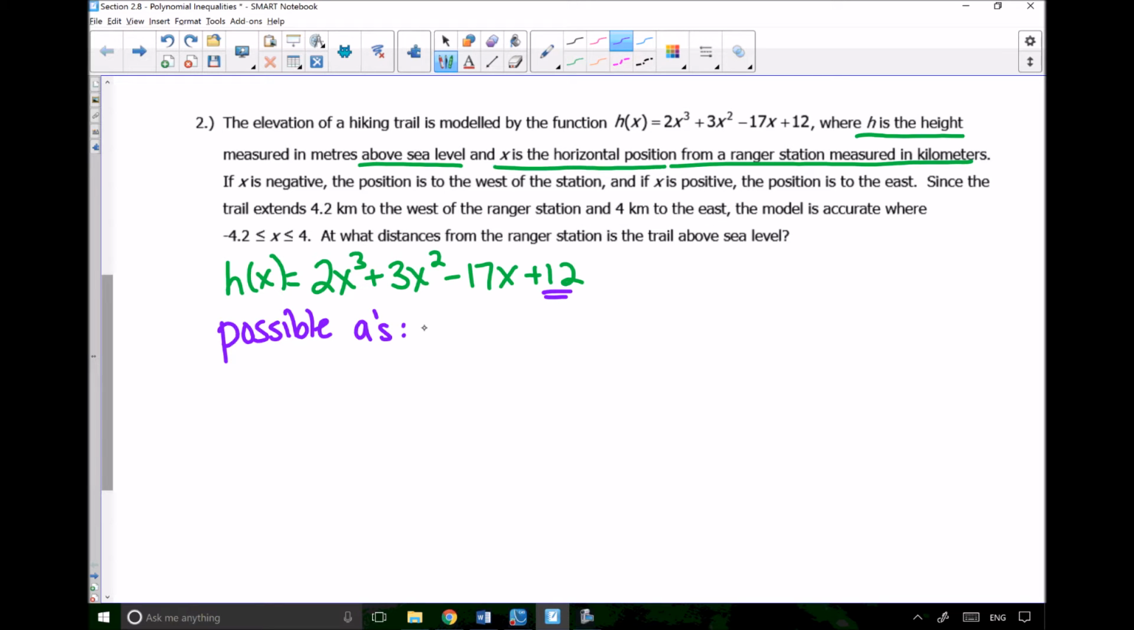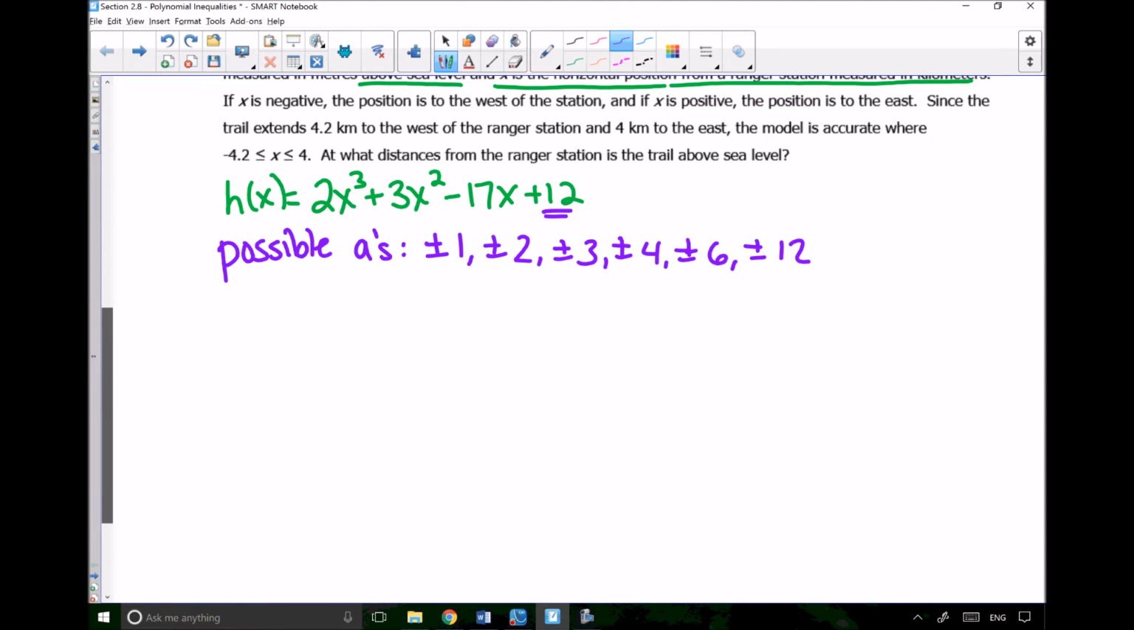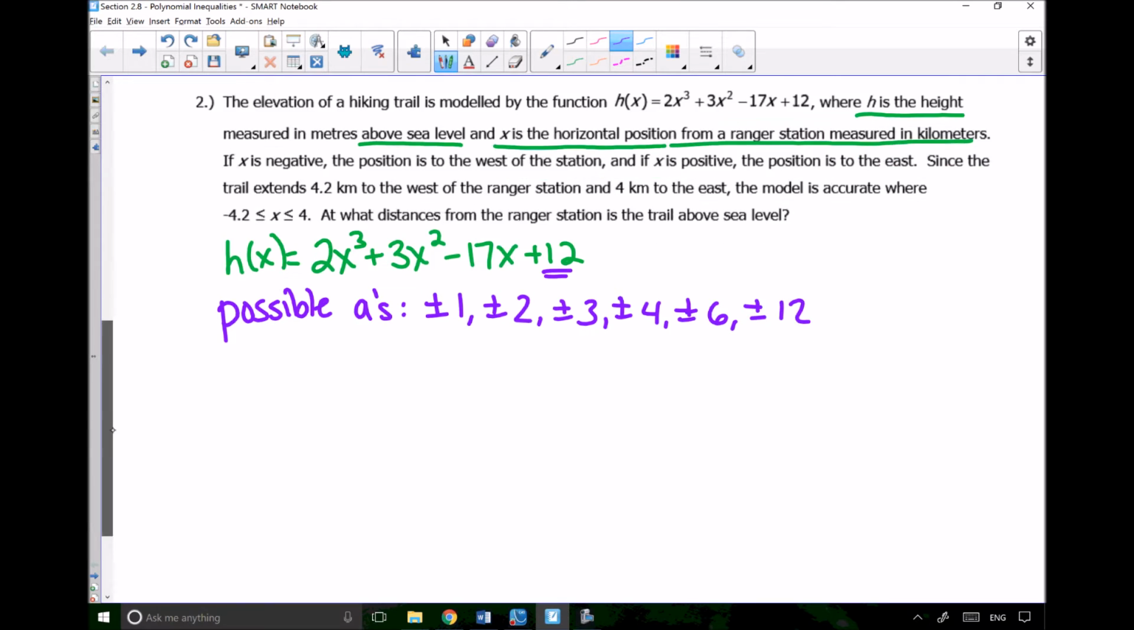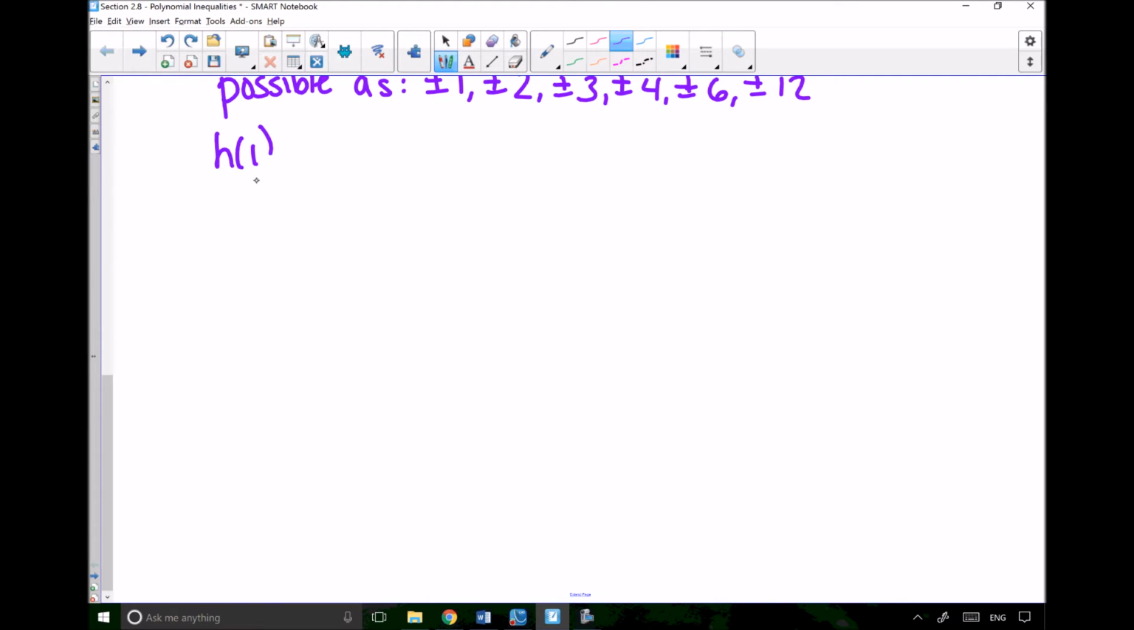So some factors of 12 could be plus or minus 1, plus or minus 2, plus or minus 3, plus or minus 4, plus or minus 6, and plus or minus 12. Now remember, I can take all of these and also divide them by 2 as possible a values, but we're going to start with this and then go from there, okay? So let's see what happens if I just start plugging this in. Right now I'm just going to figure out what h of 1 is.